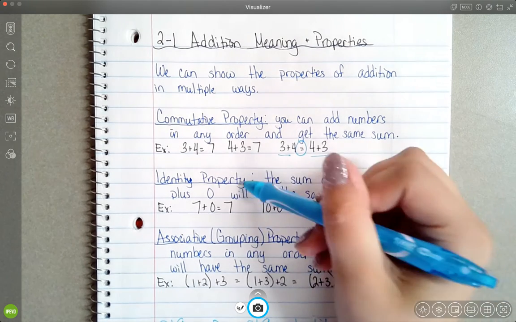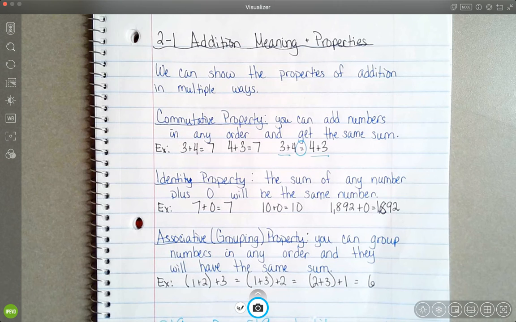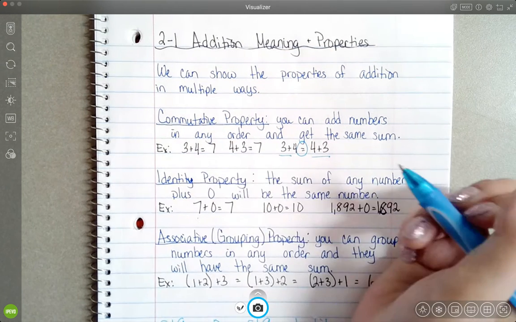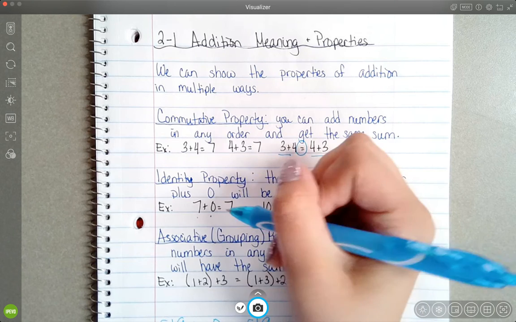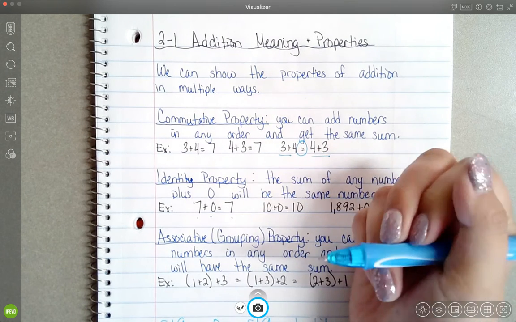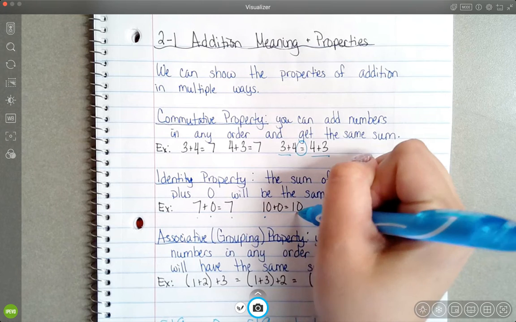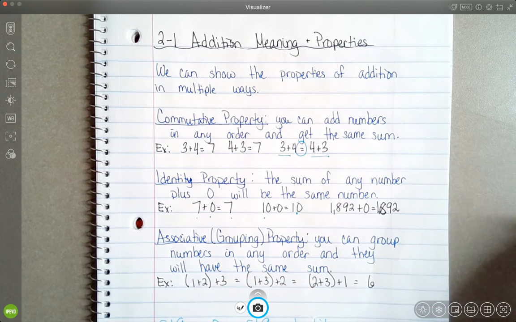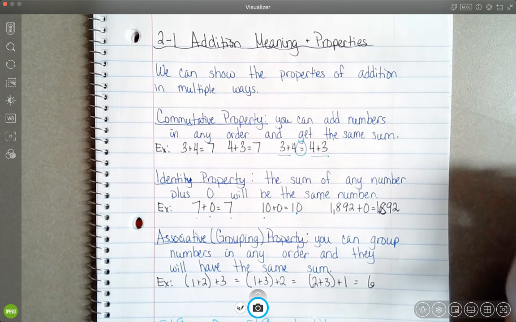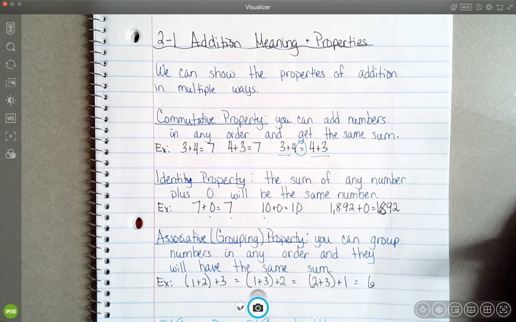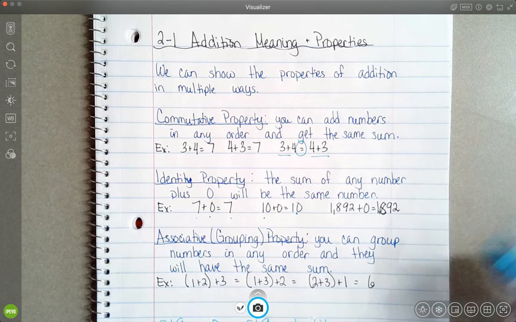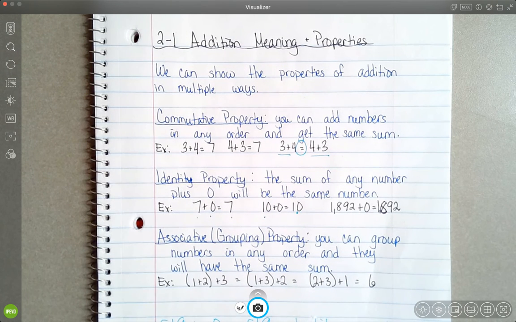The identity property says that the sum of any number plus 0 will be the same number. So if I have 7 pencils and I add 0 more, guess what? I'm still only going to have 7. Even if I have 10 and add 0 more, I'll still have 10. If I have 1,892 pencils and I add 0 more, I will still have 1,892 pencils. The identity property, it keeps its identity. That means it stays the same number.